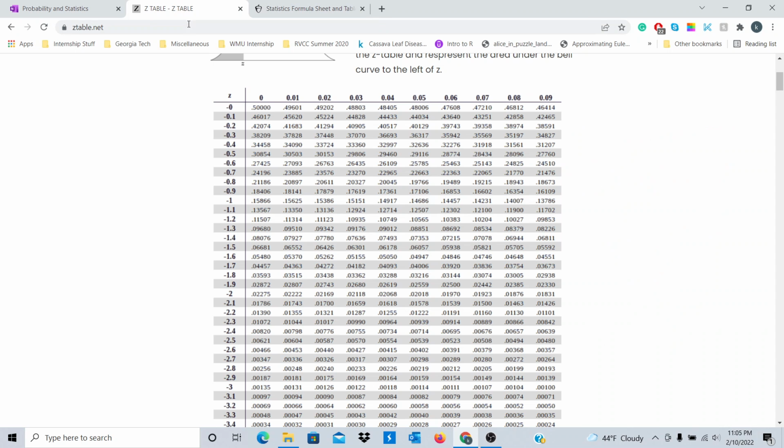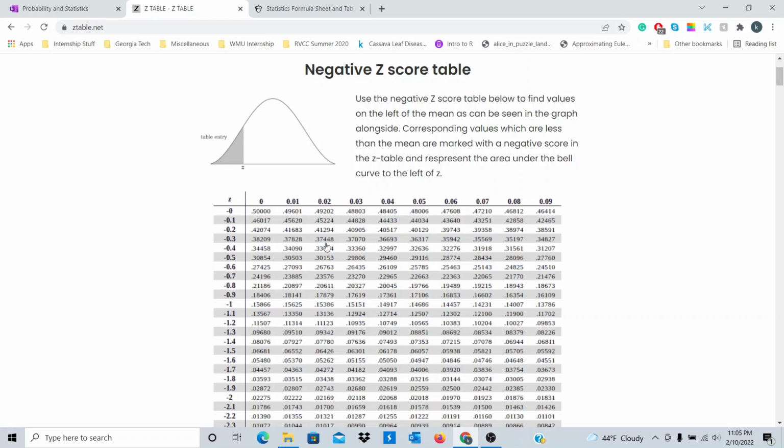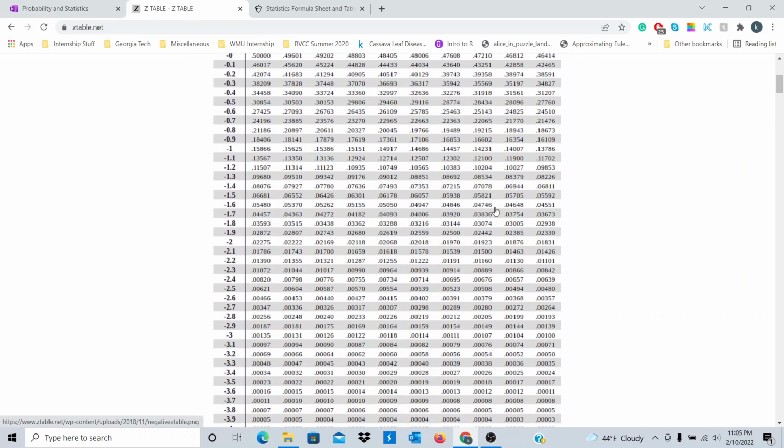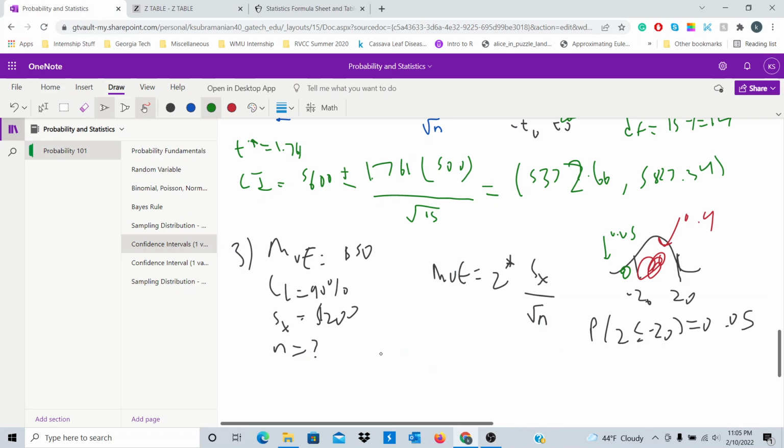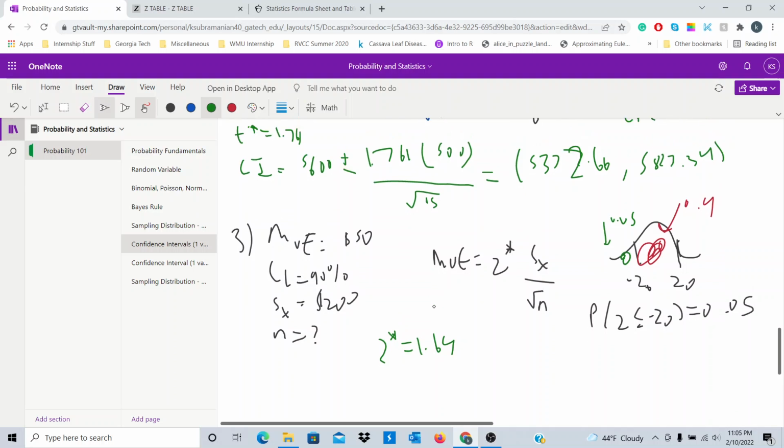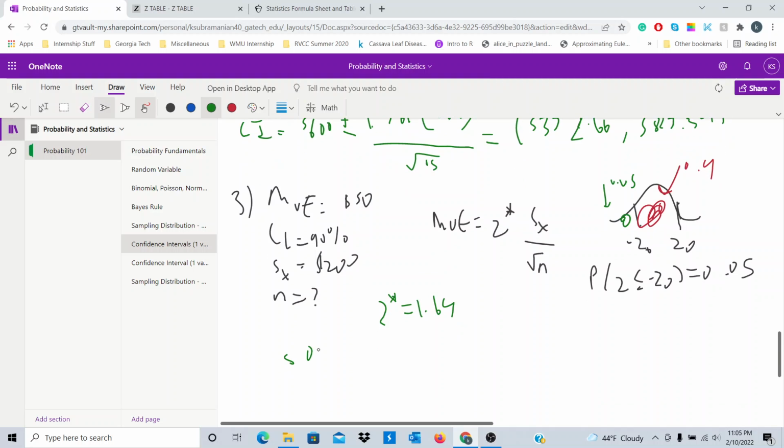So we go to our z table, right? And we look for the z-score corresponding to this gray area of 0.05. And when we look a bit carefully, we see that that seems to happen at around negative 1.64, right? So it looks like here that z star is going to be 1.64.